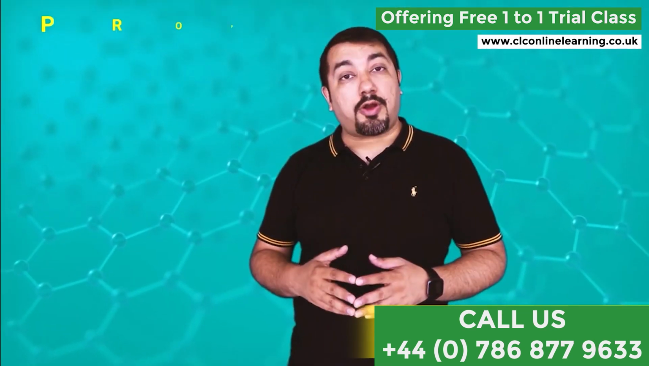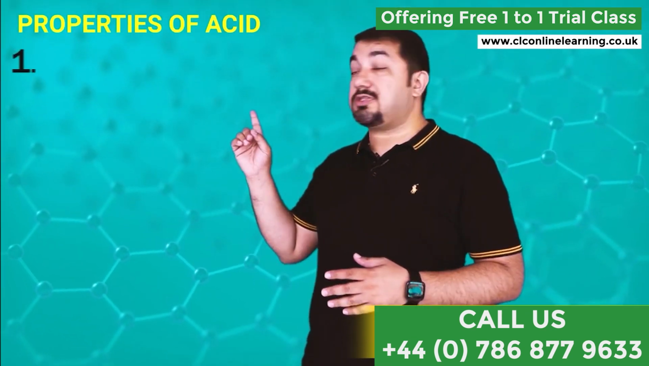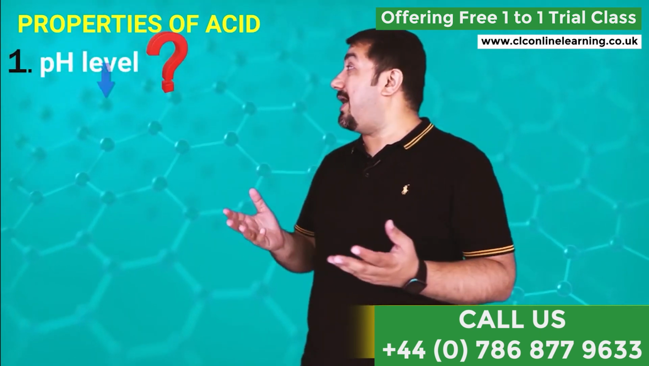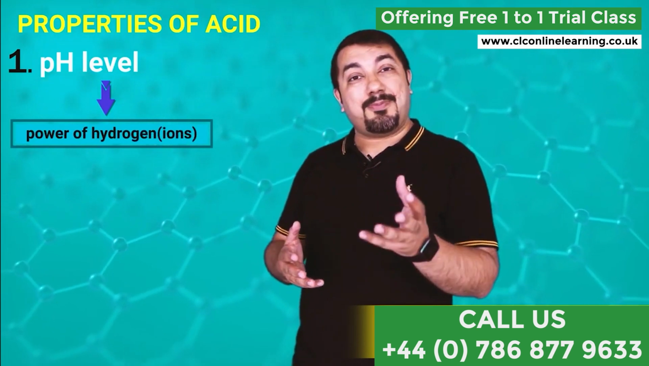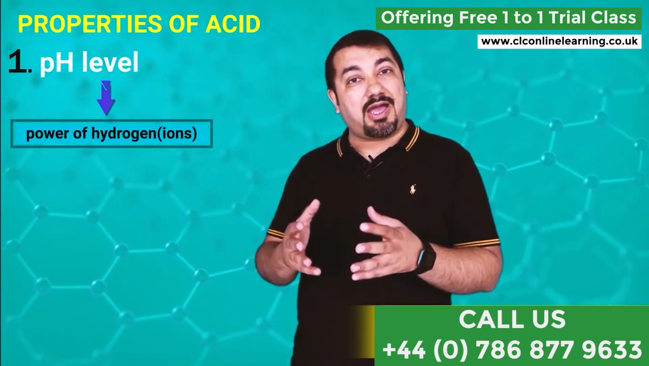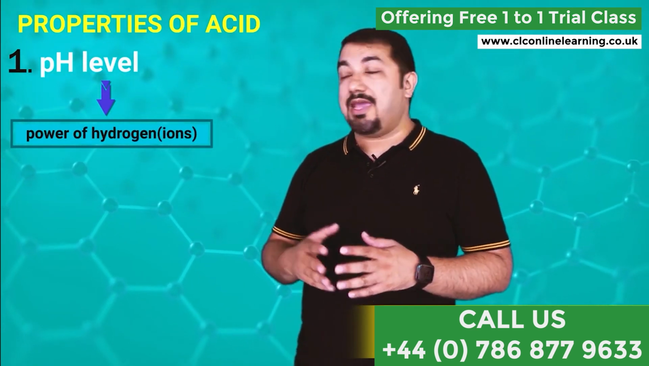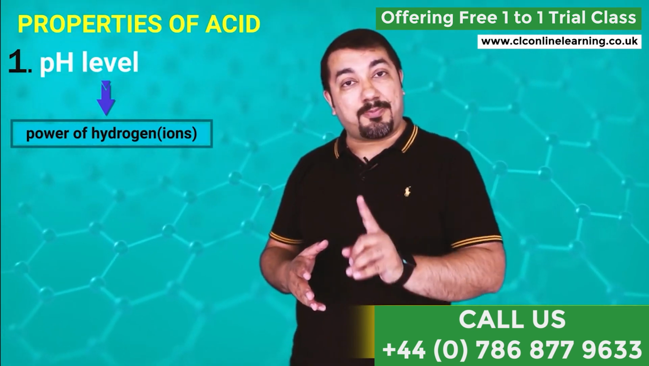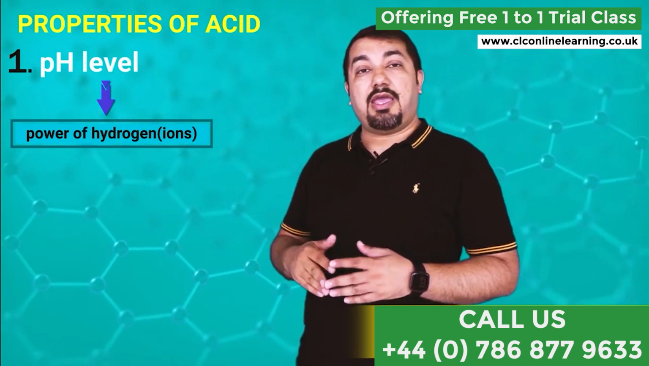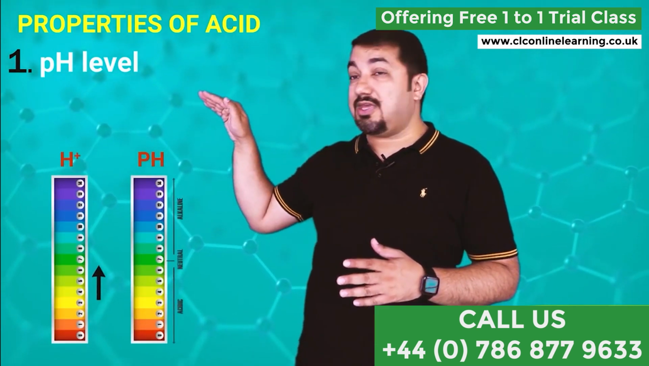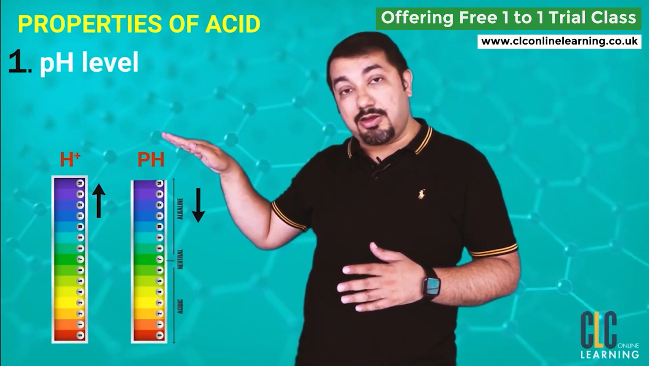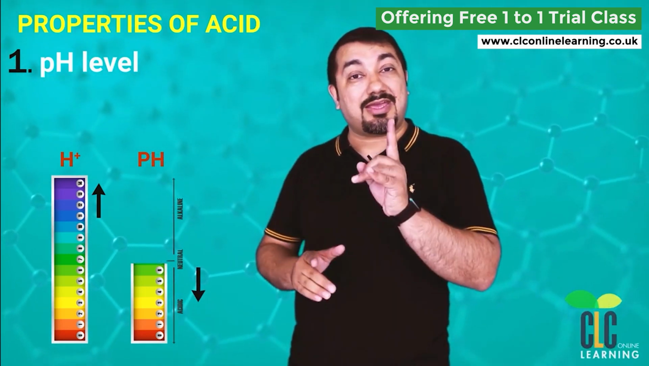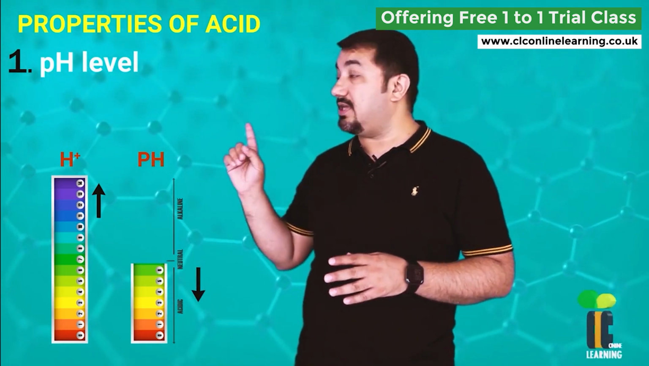Now, let's talk about the properties of an acid. The first property is the pH level. Now, what is pH? Power of hydrogen. It simply measures the number of hydrogen ions in a solution. And the hydrogen ion concentration is inversely proportional to the pH. For example, the higher the H+ ion concentration, the lower the pH of your solution. Any solution that has a pH less than 7 is an acid.